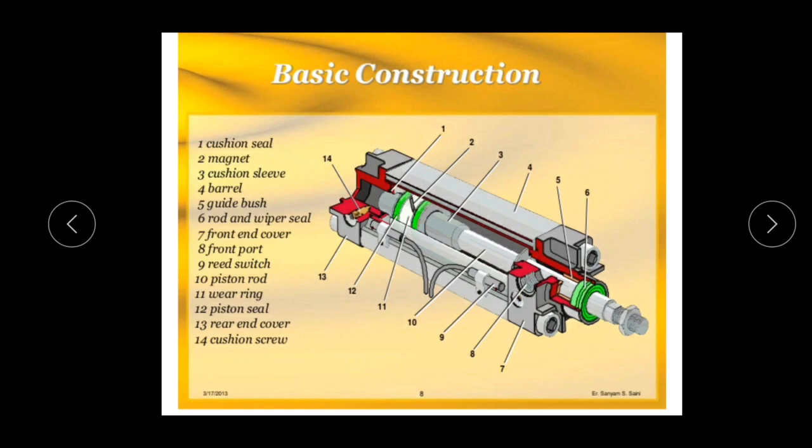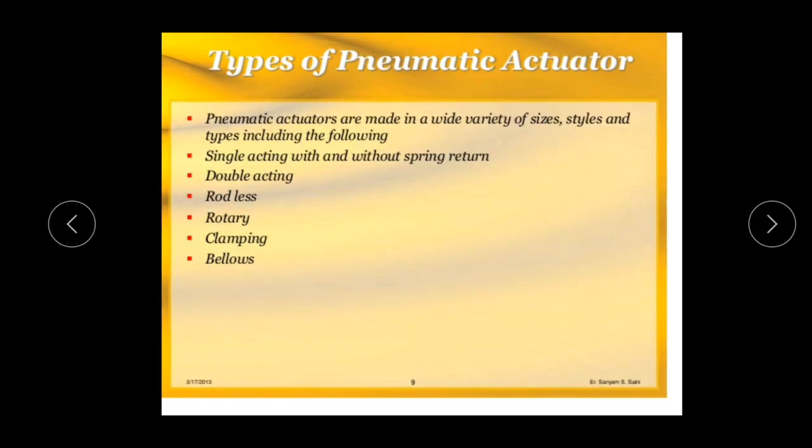This lower portion, indicated by number 13, is the rear end cover of the cylinder. This inside portion, indicated by number 14, is a cushion screw. Hope you understand the basic construction of a pneumatic system, dear students. Let's move on to types of pneumatic actuators.